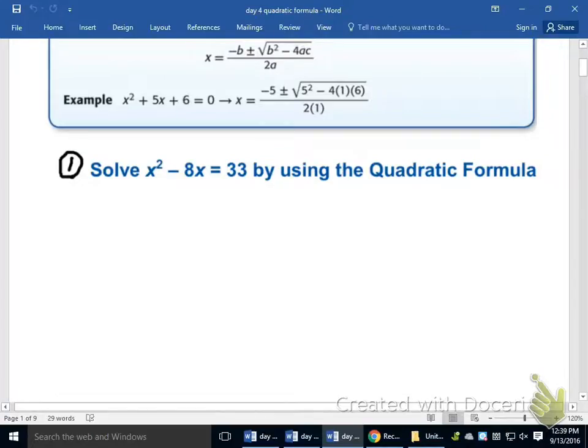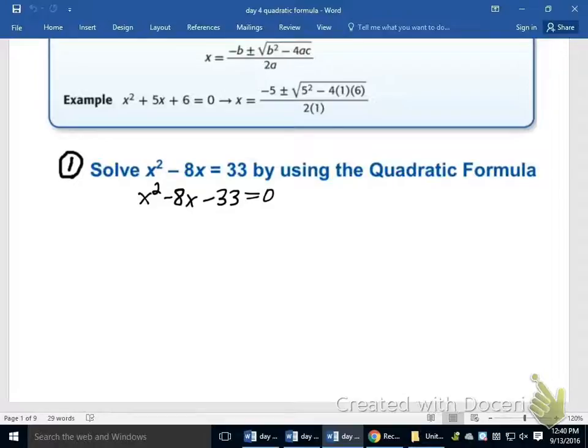So we're going to solve this equation by using the quadratic formula. You can see the quadratic formula written again up here. They actually give you an example as well, but I'm going to be using that in this situation. It is not in standard form yet, so my first step is to get it in standard form by subtracting 33 from both sides. And now I can work with the quadratic formula. So the value of a is 1, the value of b is negative 8, the value of c is negative 33. All I've got to do is insert those values up there and simplify.